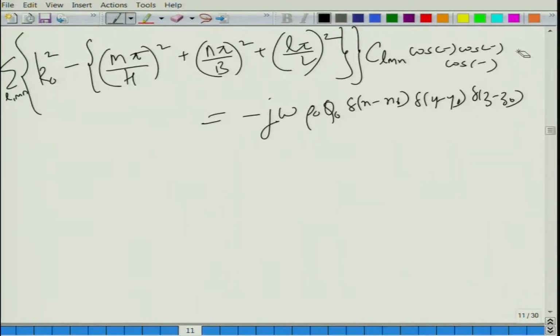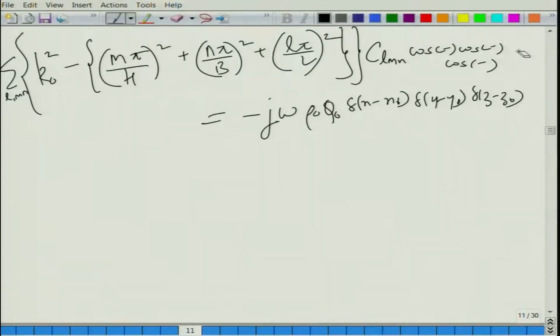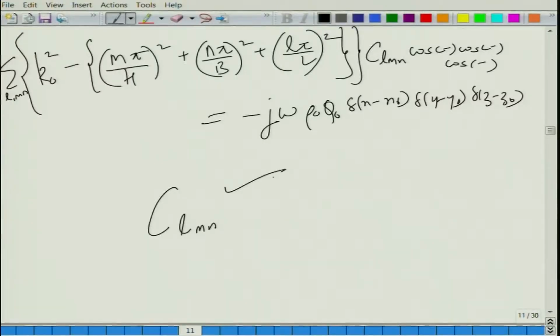Here we are stuck with one important thing. We have only one equation and infinite constants. How many constants do we have? C l m n. l varies from 0, 1, 2, 3, 4 till infinity, and m also varies from 0, 1 to infinity, n also does so. So, technically we have infinite constants, but only one equation. So, how do we resolve this issue? How do we get these modal coefficients C l m n? This is what we are after. These are modal coefficients, and unfortunately there are infinite of them, and we have only one equation. So, how do we calculate these values appropriately?